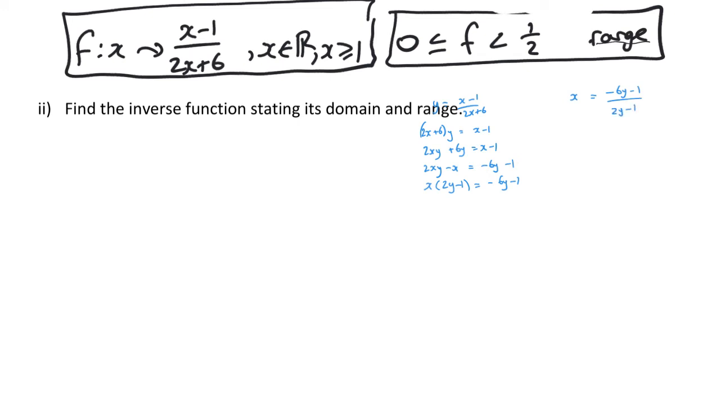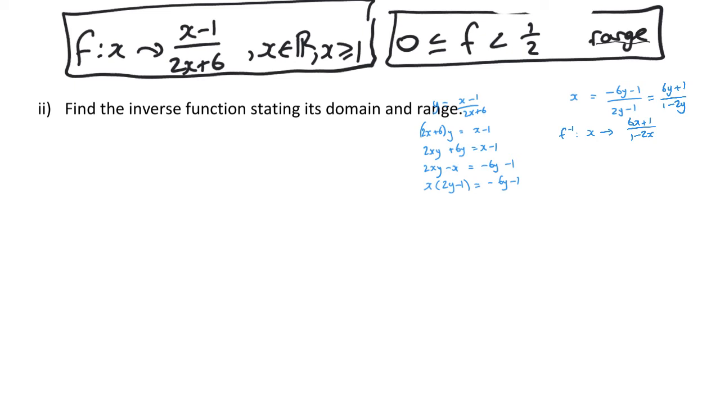If we multiplied through by a minus, it would make it a little bit nicer as 6y plus 1 over 1 minus 2y. So that means the inverse function of f is such that it maps x onto 6x plus 1 over 1 minus 2x. Remember, we replace all the y's with an x. And what we're asked for is to state the domain and the range.